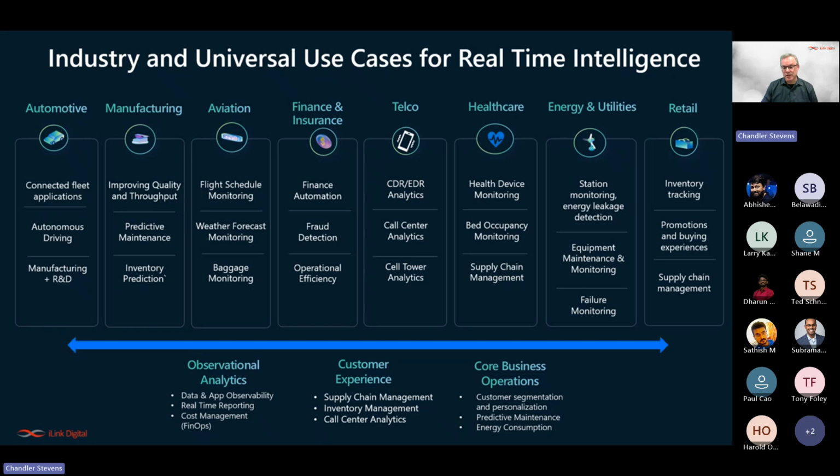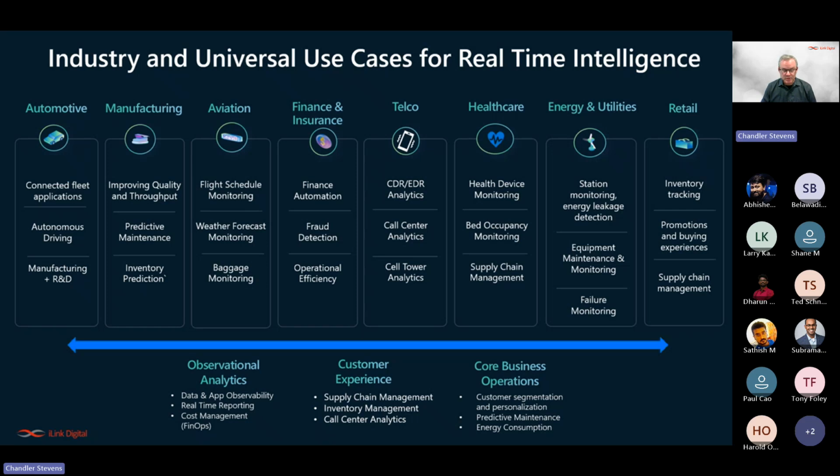While it's essential to focus on industry-specific use cases, especially in sectors like manufacturing, automotive, and retail, it is equally crucial to recognize and leverage universal use cases. These use cases transcend individual industries and can provide real-time intelligence and significant value across multiple domains.